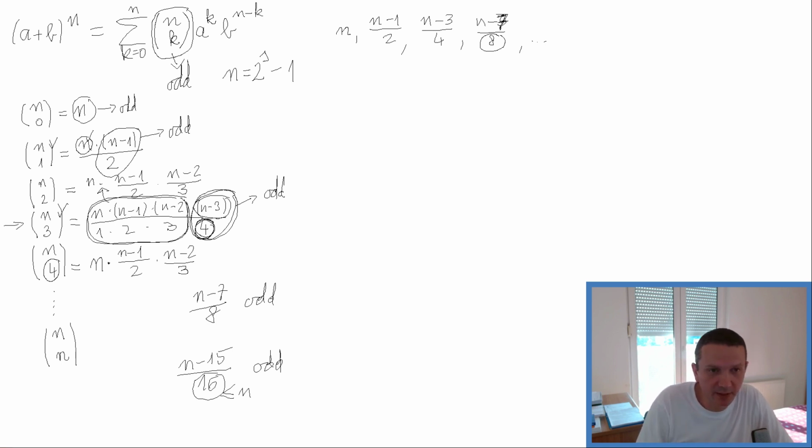So what can we conclude here? We will place n between two powers of 2. Let n be less than 2 to the power of s, which is actually strictly less than 2 to the power of s, because n is odd.